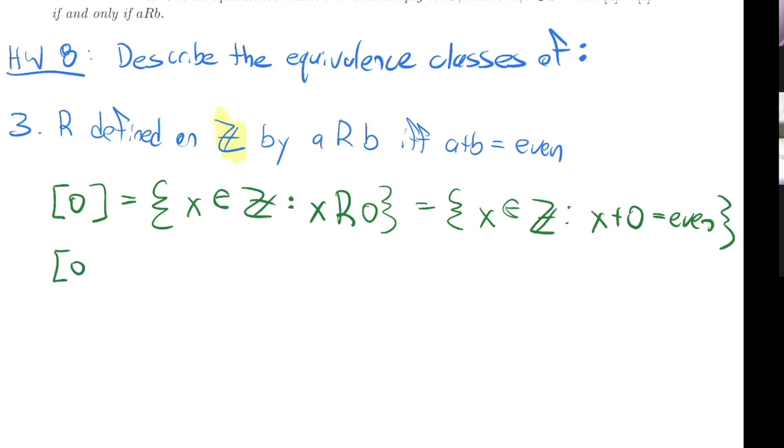So what would be some integers that would be in this set? Any even integers. Yeah, so for example, if I add 2 to 0, 0 plus 2 is 2, and that's even. If I add 4 to it, that works. If I add -2, -4, etc. It includes 0 itself. Again, it had better because this is an equivalence relation, so it should be reflexive. So there's an infinite number of things in here.